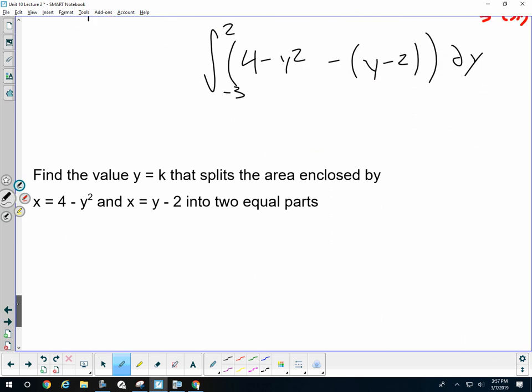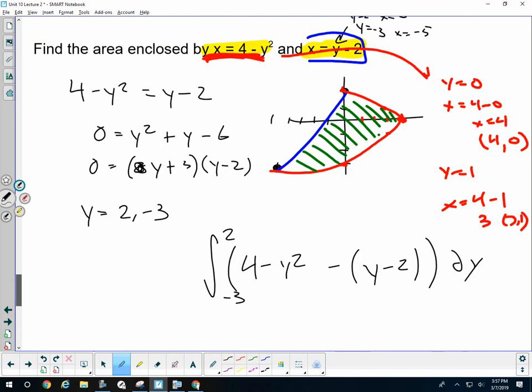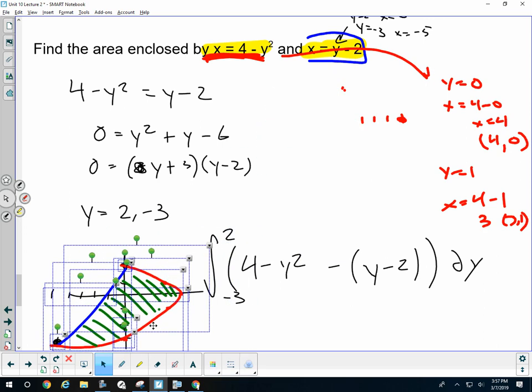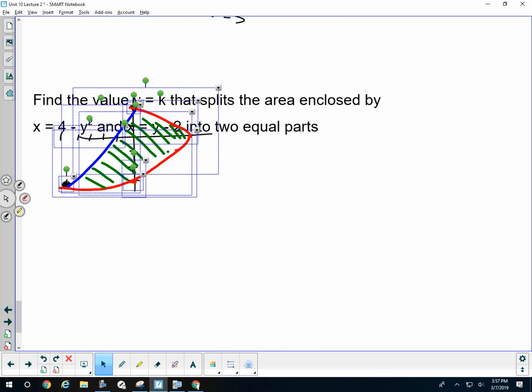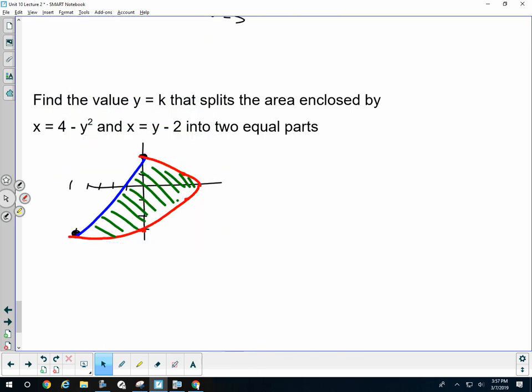Now, I can ask you the same type of question from the last lesson about finding a line that splits an area into 2 equal parts. Only the line is now y equals k. I'm just going to set up the integral for this one, and we're going to do it for the last one.